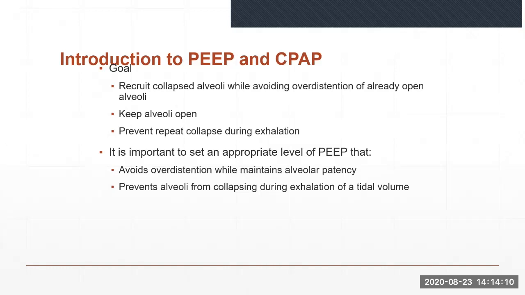It is important to set an appropriate level of PEEP that avoids overdistension while maintaining alveolar patency and preventing alveoli from collapsing during exhalation of a tidal volume. Both overdistension and repeated collapse and re-expansion of alveoli are associated with ventilator-induced lung injury.